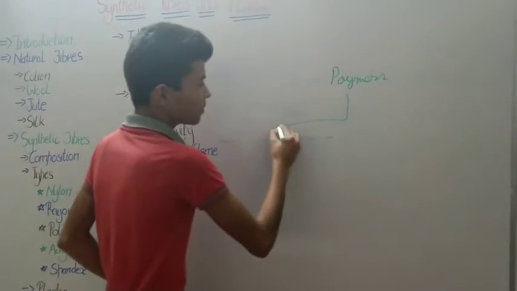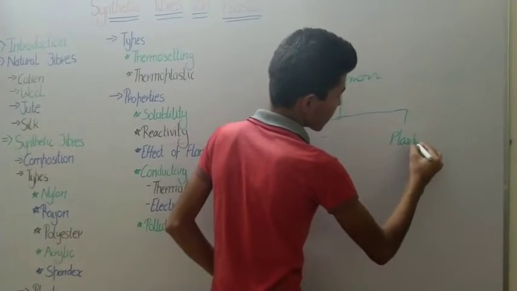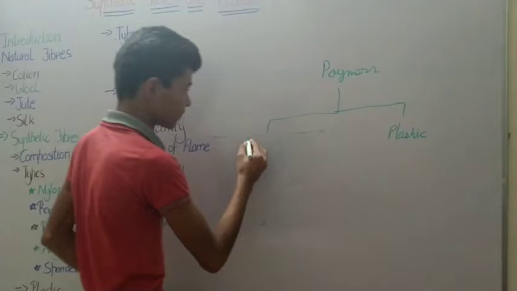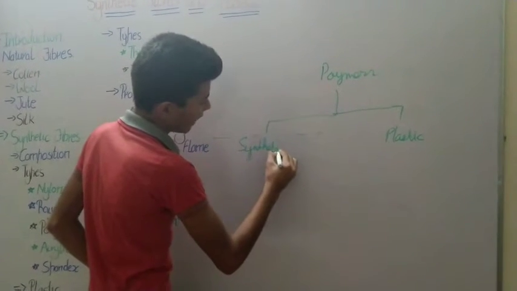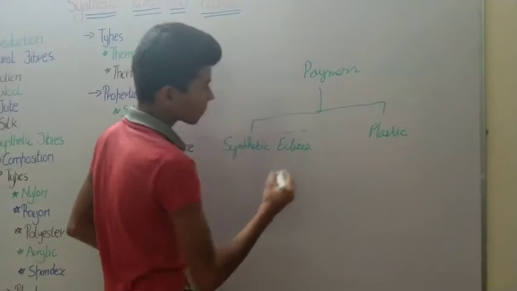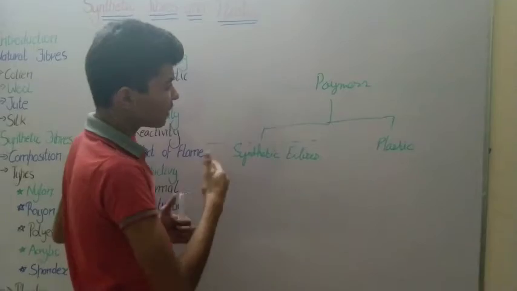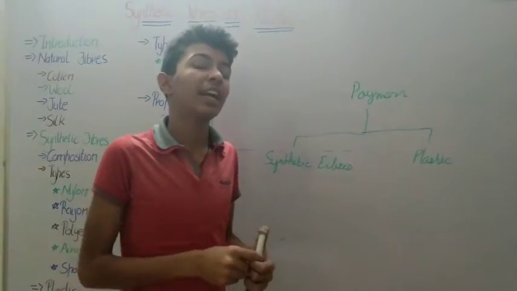Polymers are of two types: plastics and synthetic fibers. So we have discussed that both are classified as polymers. But what exactly is a polymer?